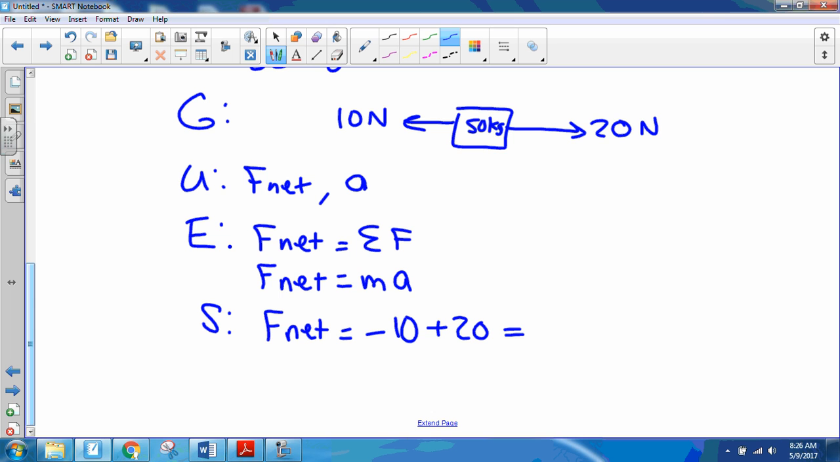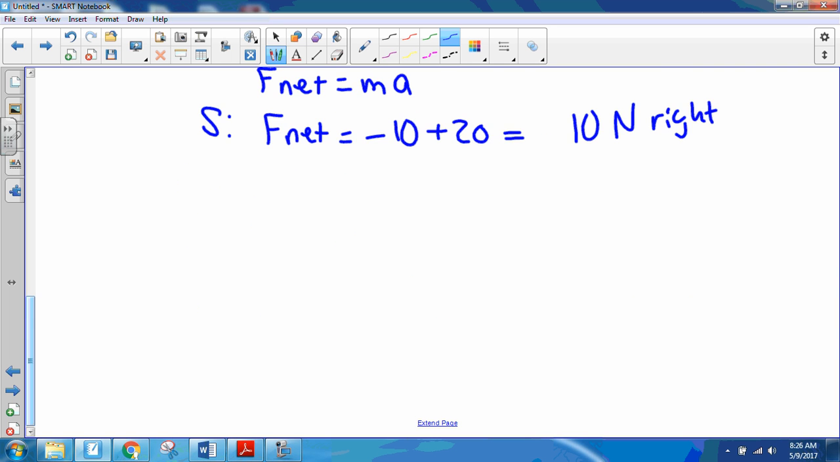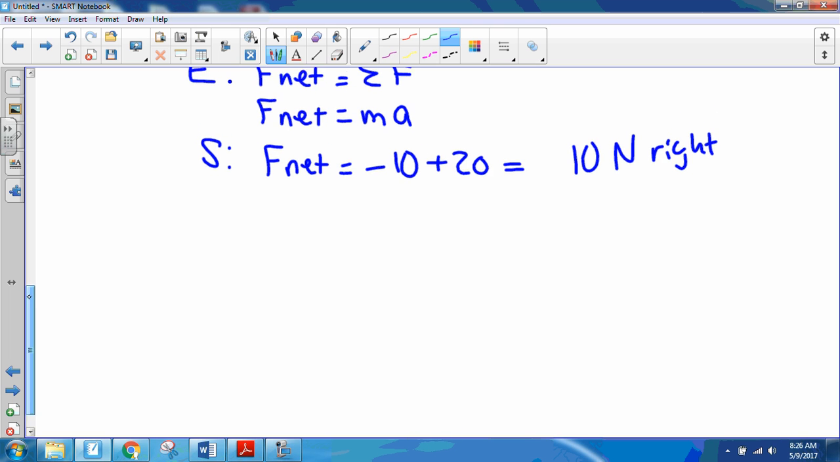That's right, it's going to be 10, but what kind of 10? Positive 10, okay, good. So I got positive 10. Unit for force is newtons. And since it's positive, it's going to the right. Very good. Now we just have to go to the next step.